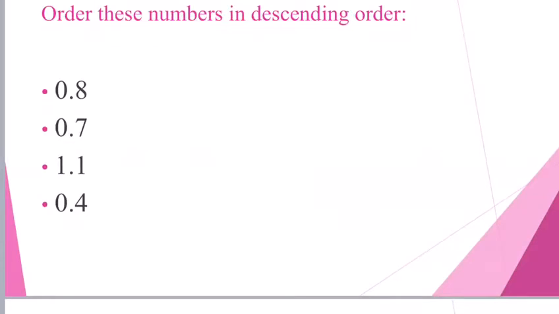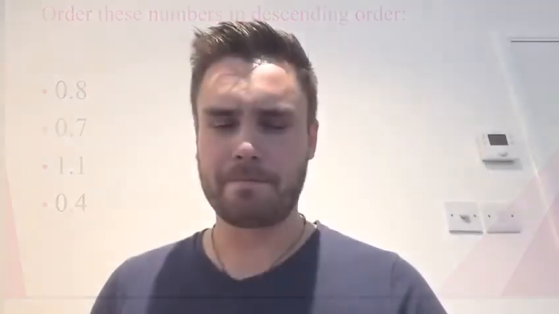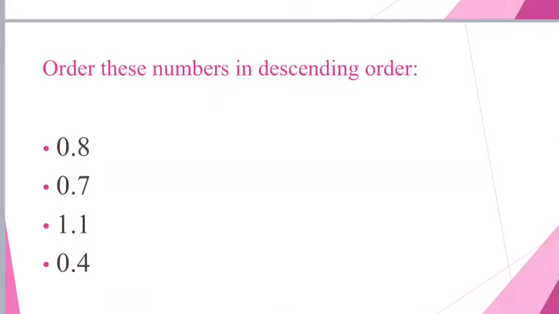The question says that we need to order these numbers in descending order, and they are 0.8, 0.7, 1.1 and 0.4. Now, before you start answering that question, you may find that you don't understand fully what it's asking of you because the word descending might be new to you. So it's very important that you fully understand what all parts of the question are, and for this case you need to know what the word descending means. Descending means going downwards.